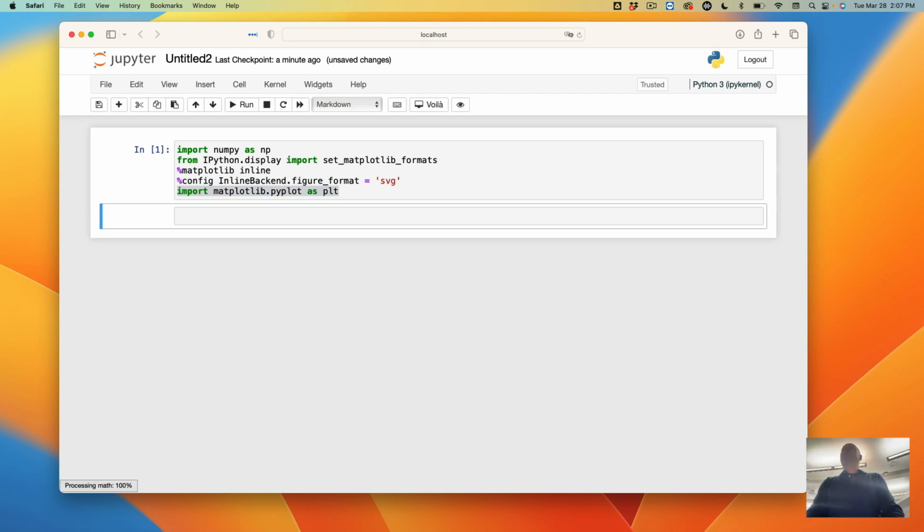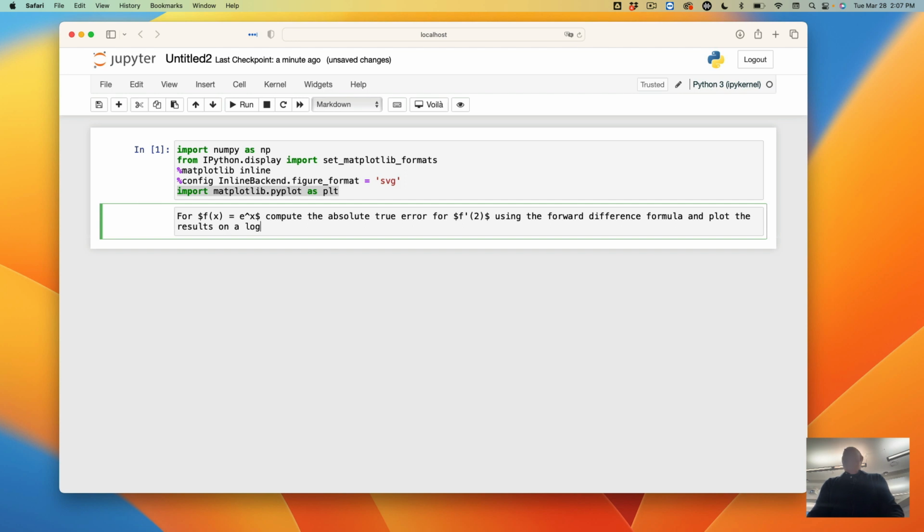So for the function f of x, let me do some LaTeX: f of x equals e to the x, okay? Compute the absolute true error for f prime of 2 using the forward difference formula, okay? And plot the results on a log-log plot. Use values of h ranging from 1e to the minus 5 to 1. Okay?